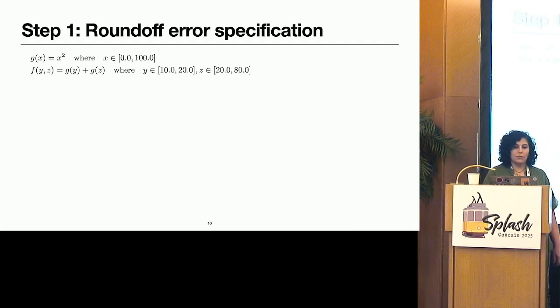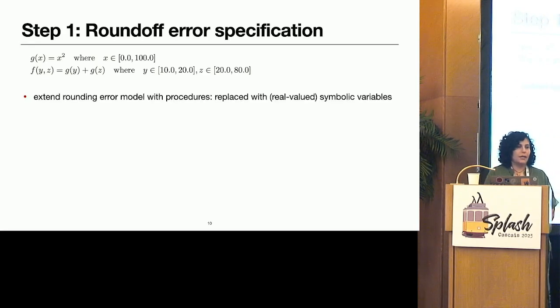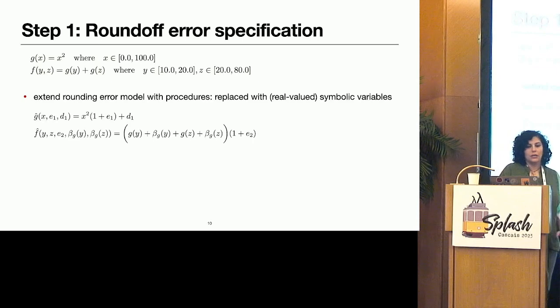In step 1 of our analysis, we extend the rounding model from before to also handle procedure calls. For G, the abstraction is as before because it doesn't have any procedure calls, and for F, we treat the beta of G as a symbolic variable. We treat the procedure call of G as a symbolic variable. So we abstract G with a real valued result and an absolute error as the round-off error.